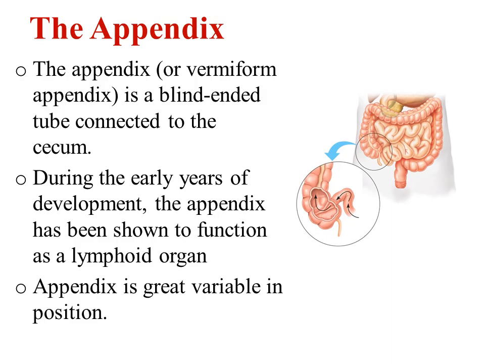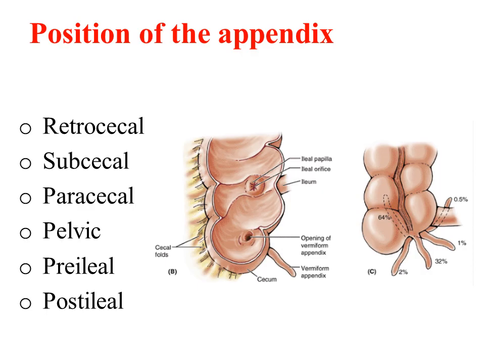The appendix is greatly variable in position, as I said. It has different positions. This is the most common position of the appendix. You can see the appendix in a retrocecal position, subcecal, paracecal, pelvic, preileal, postileal, and it can be subhepatic.